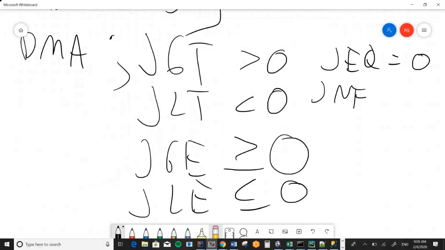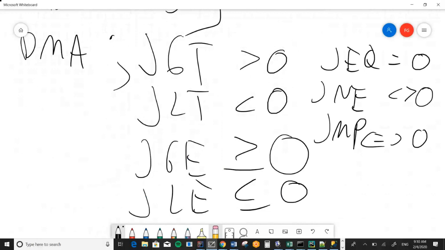This one is fun. JNE is when it's less than or greater than 0. In other words, not equal to 0. But fundamentally, what is not equal to 0? It means negative or positive. Interesting. And then we have JMP, which is all of the above. In other words, JMP is an unconditional jump. And that's it.